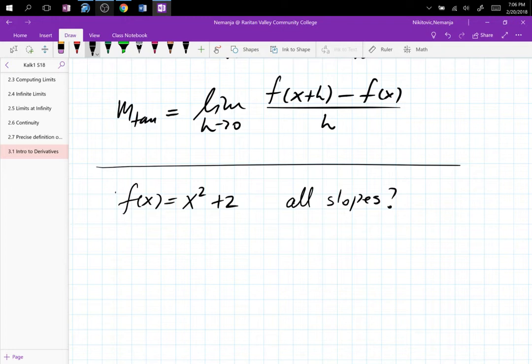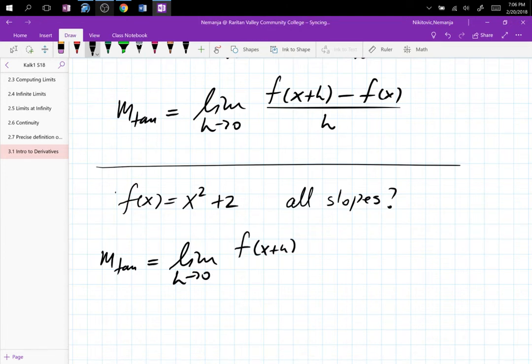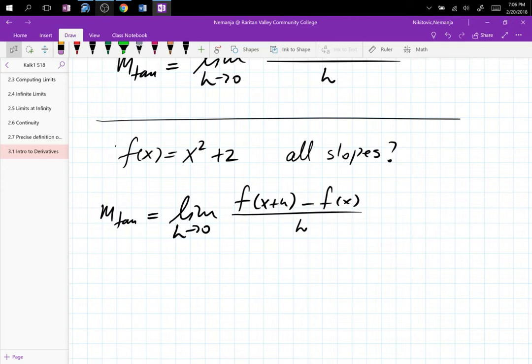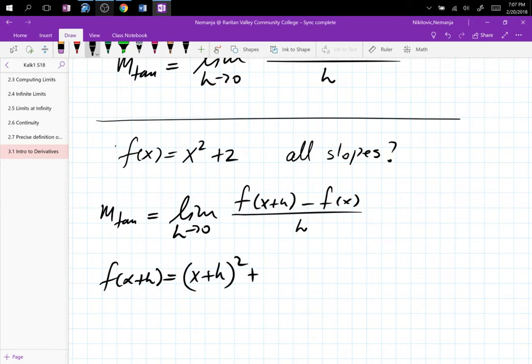And the answer is yeah. M tangent is the limit as h goes to 0 of f of x plus h minus f of x over h. Well, let me find f of x plus h first. That would be x plus h, everything squared, plus 2.